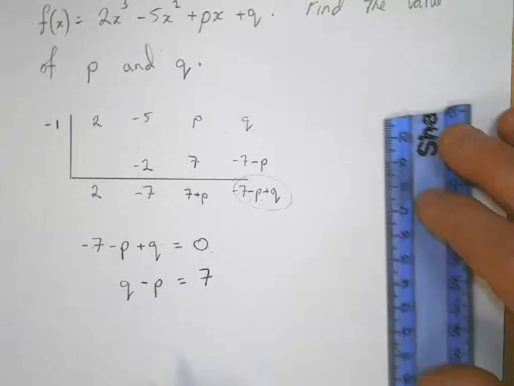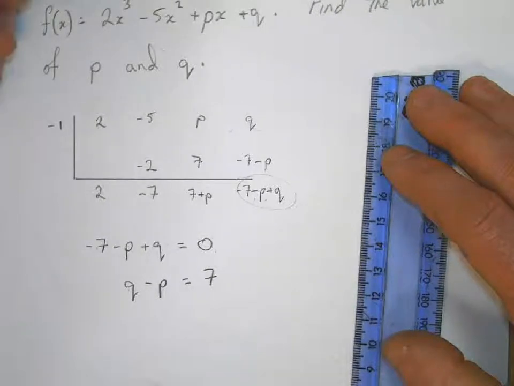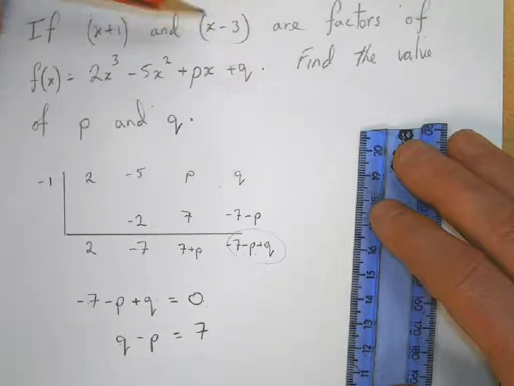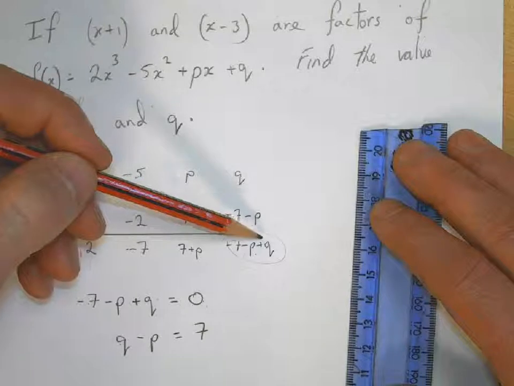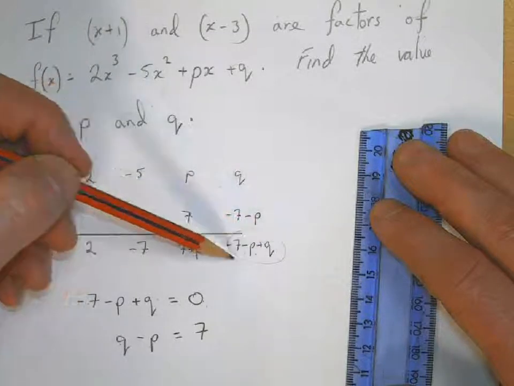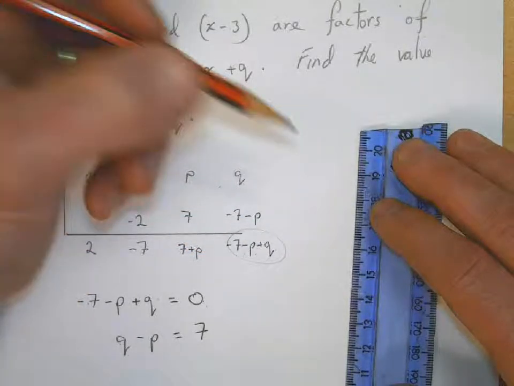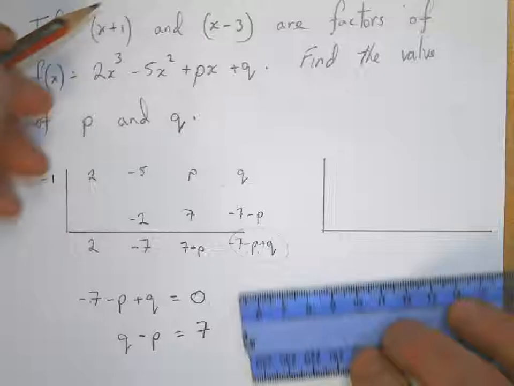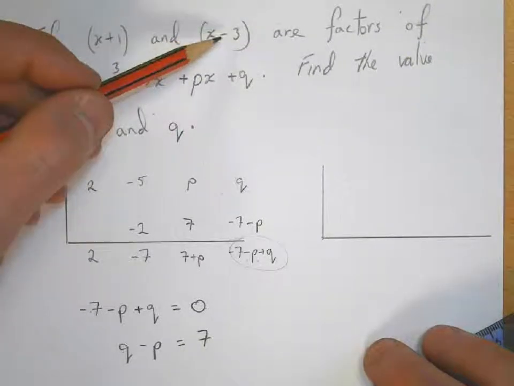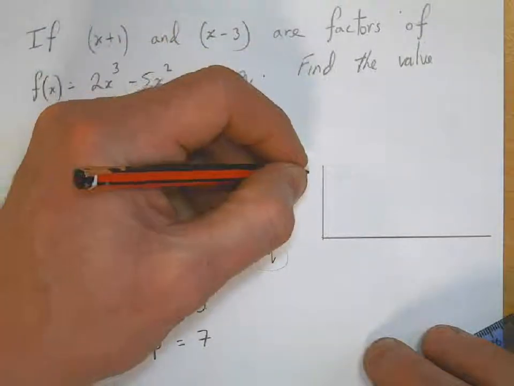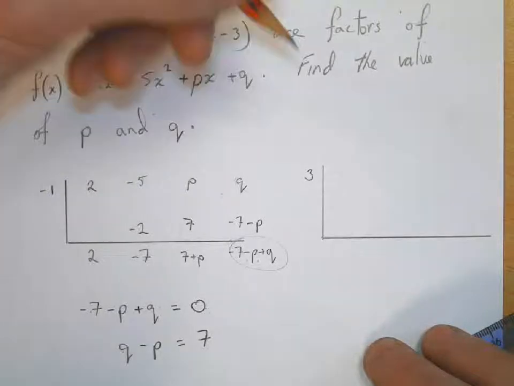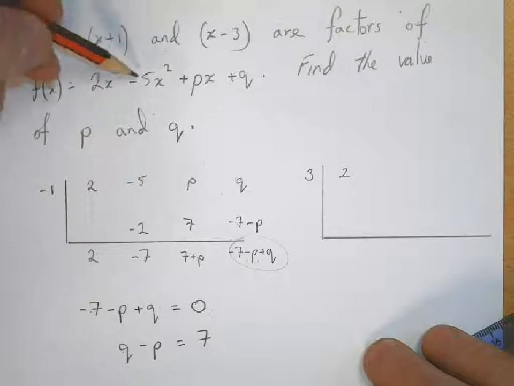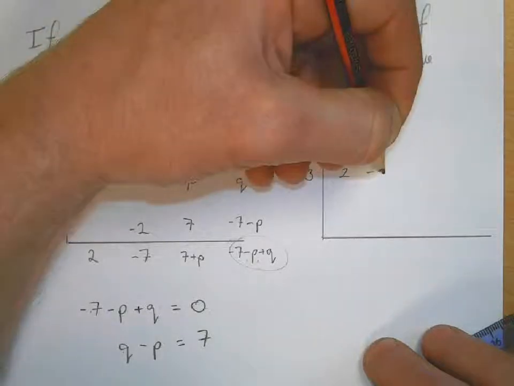The next thing we're going to do is use the other factor, which is x minus 3, in the same type of synthetic division, and we should end up with a different expression at the end here. So this time, if x minus 3 is a factor, that means that 3 must be the root. So again, we're going to put the coefficients of all the x terms along the top. So it's 2, minus 5, P, and then Q.